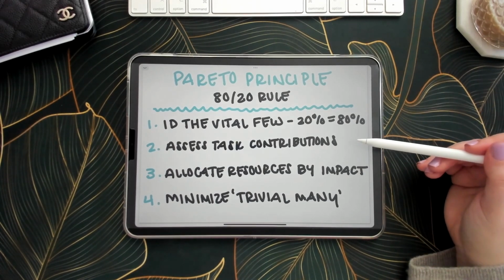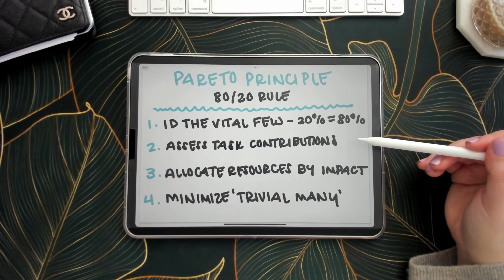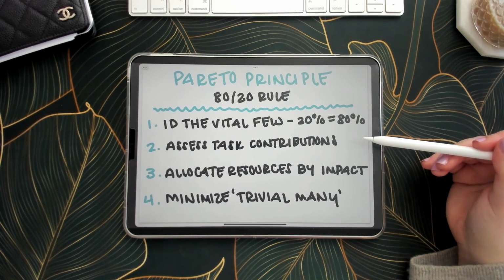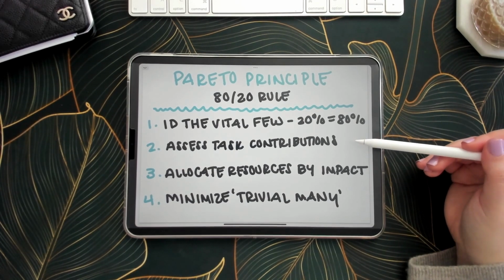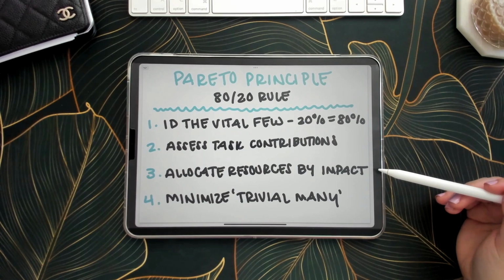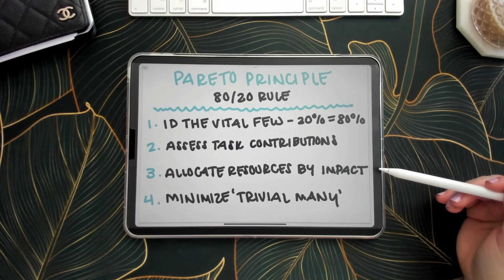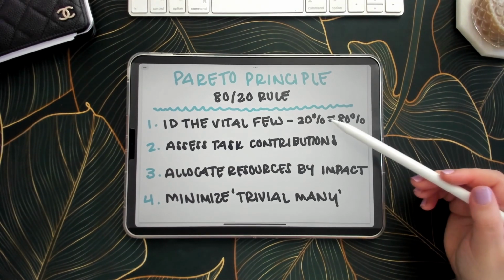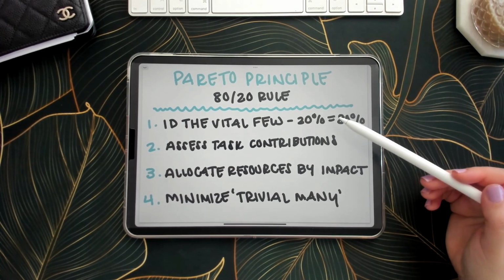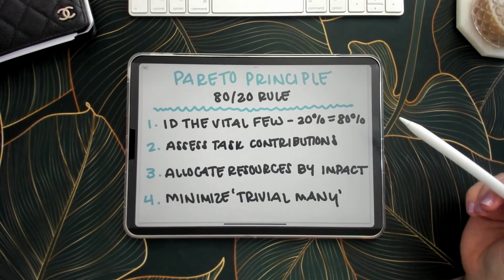Step 2, assess task contributions. Analyze the impact of each task or activity on your overall goal. Which tasks contribute significantly to your desired results and which ones have a lesser impact. Step 3 is to allocate resources accordingly. So direct a disproportionate amount of your time and energy and resources towards those vital few 20% tasks, and that is going to yield the most significant results.